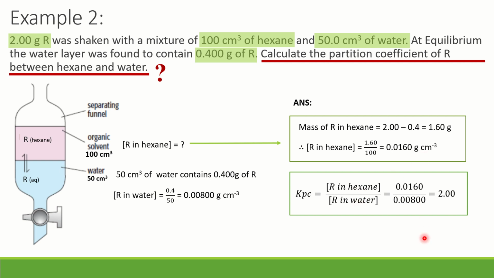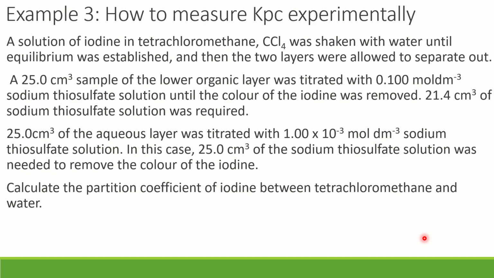Now, done with that, let's move on to a harder one. This one, I will not give you the value of the concentration. Instead, you have to find it out using titration. So, bear with me on this. Now, I have a solution of iodine. Your iodine here is the solute, the molecules, in tetrachloromethane, CCl4.